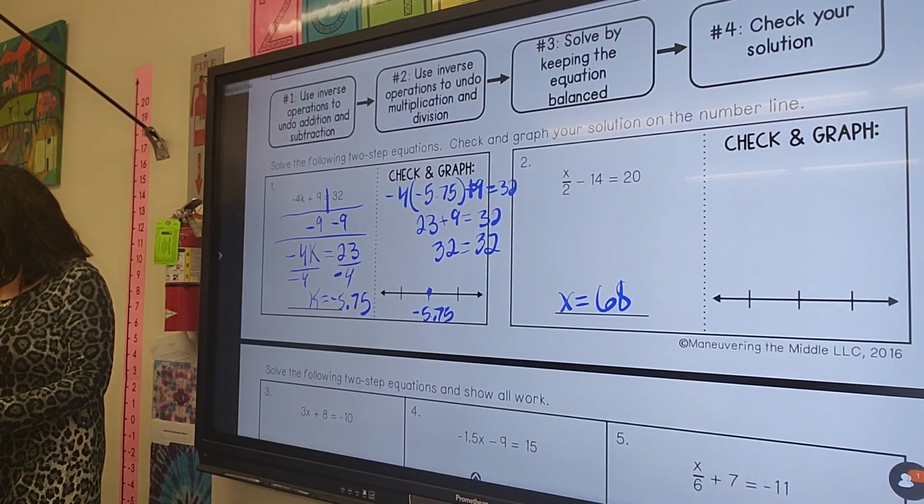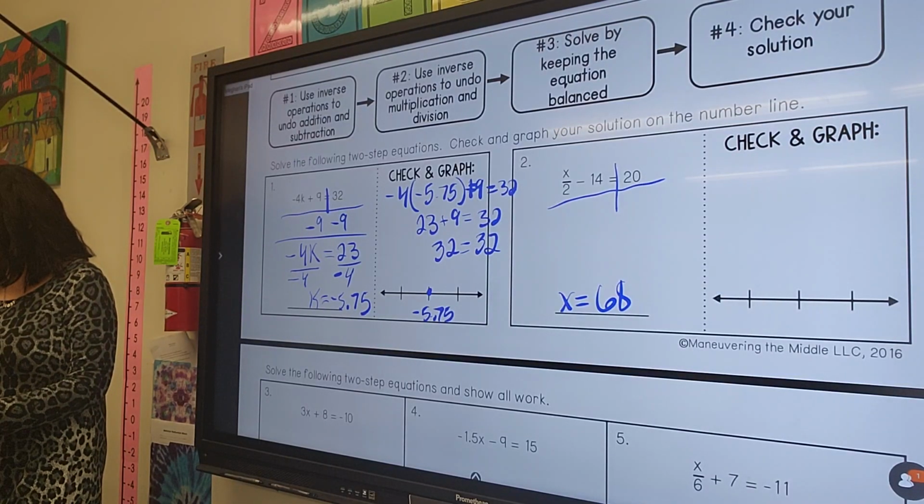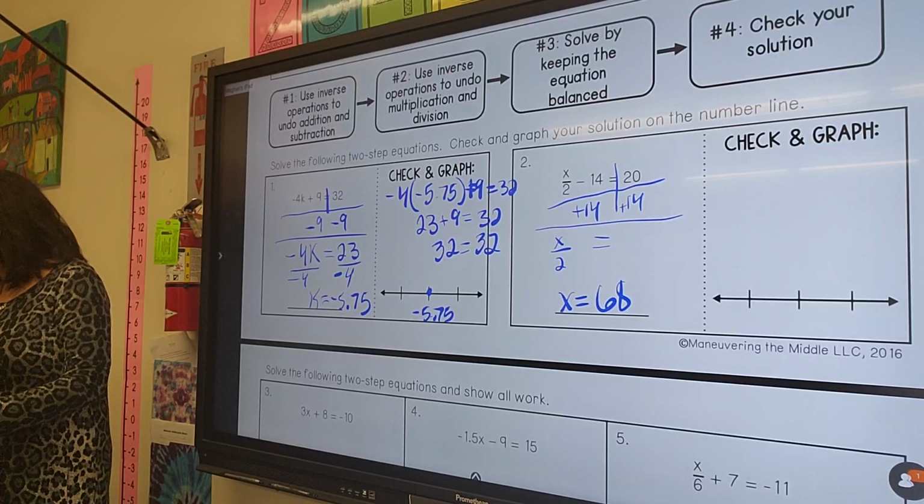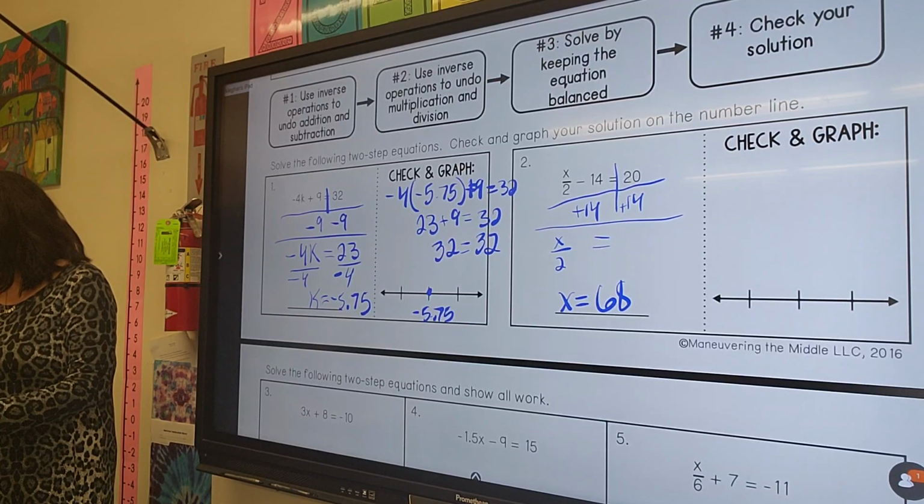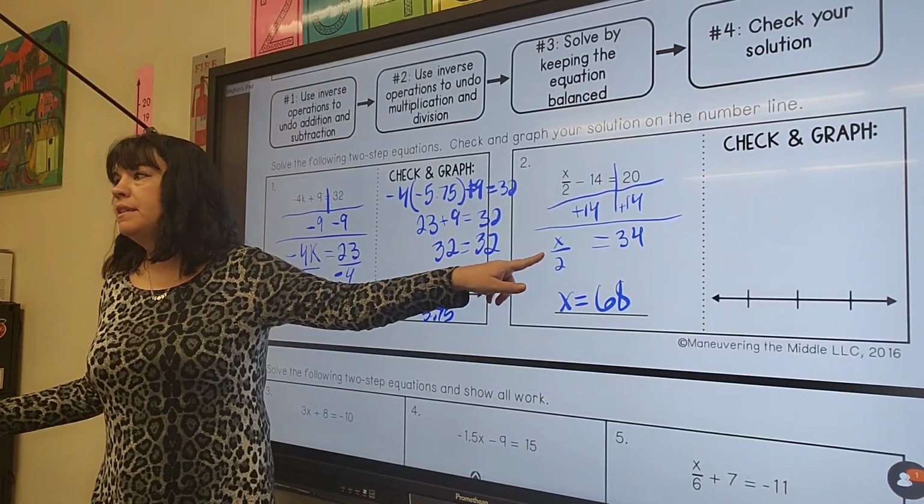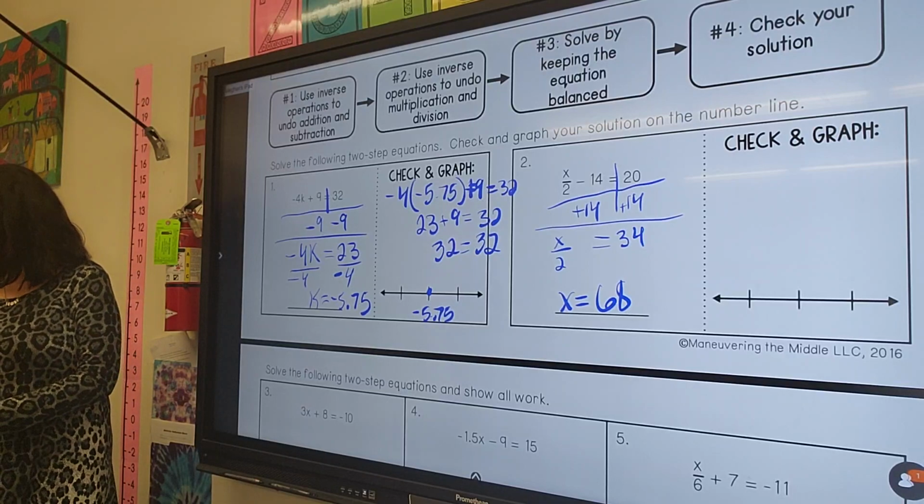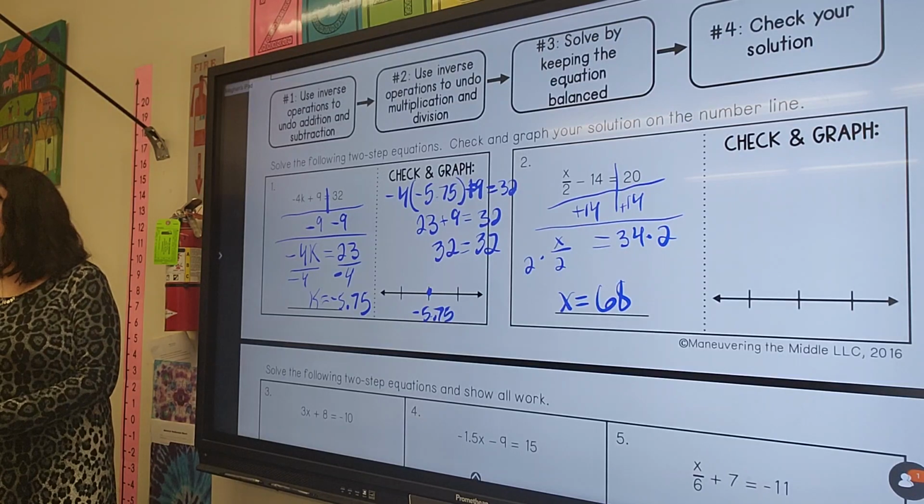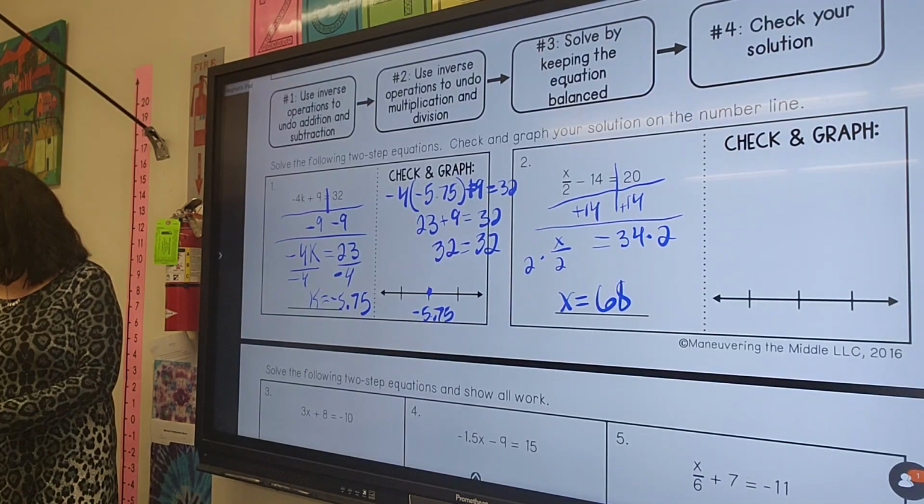So the first thing we're going to do is add 14, because this is minus 14, so we have to do the inverse of subtract, and we add 14 to both sides of the equal sign. Bring down x divided by 2, bring down equals 20 plus 14 is 34. And then the inverse of dividing by 2 is multiplying by 2. So we multiply each side by 2. 34 times 2 is 68.